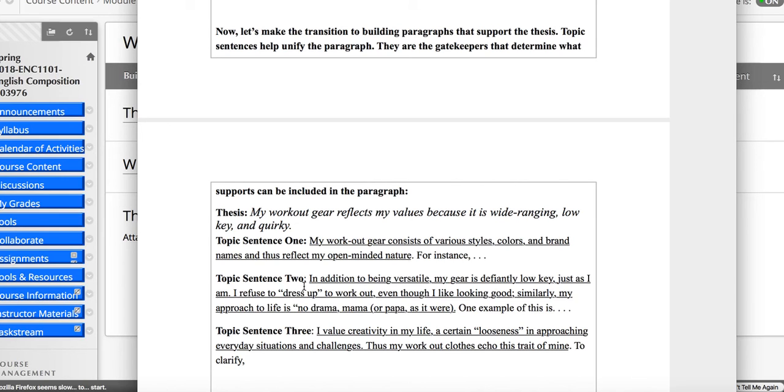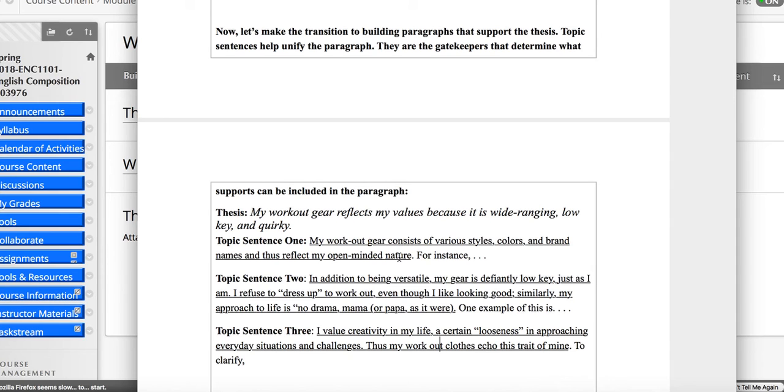The second topic: in addition to being versatile, my gear is defiantly low-key, just as I am. I refuse to dress up to work out, even though I like looking good. Similarly, my approach to life is no drama mama or papa, as it were. One example of this is, and then building on, notice what I'm trying to do is connect back to my argument, which is gear reflects my values.